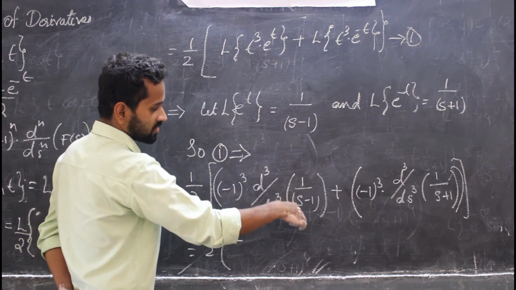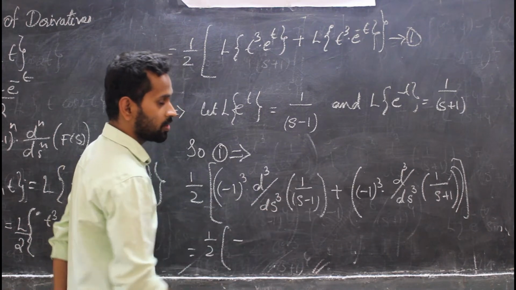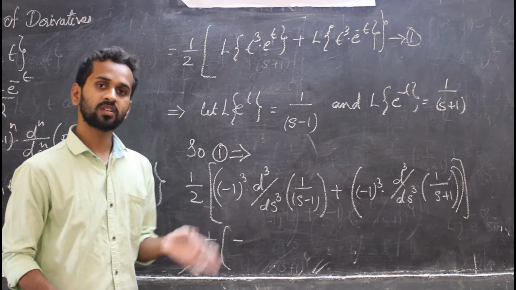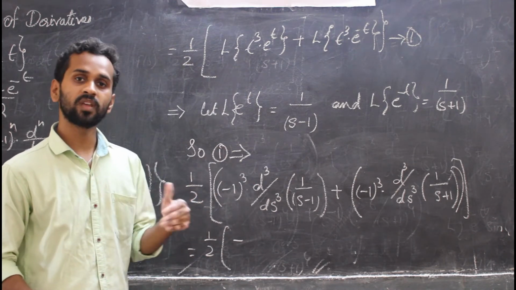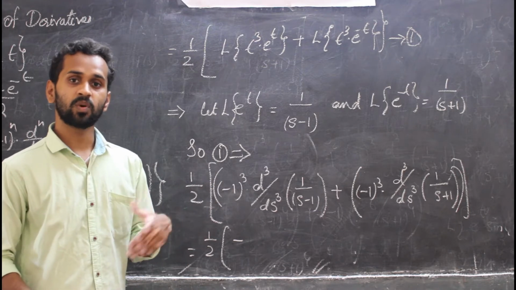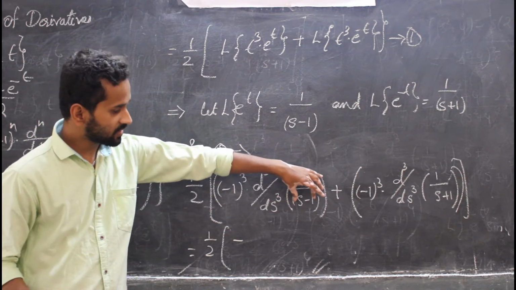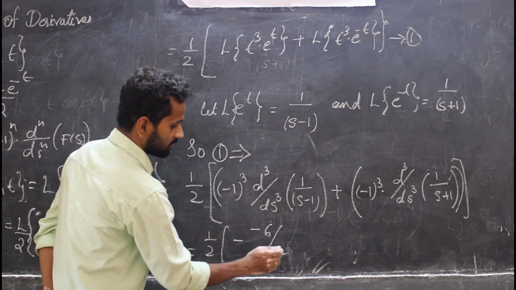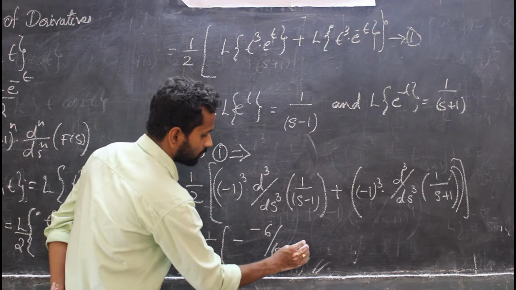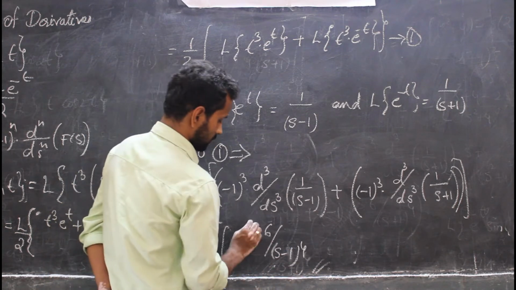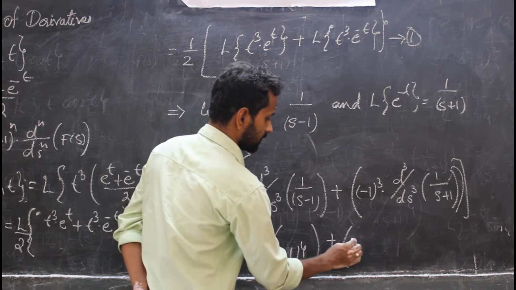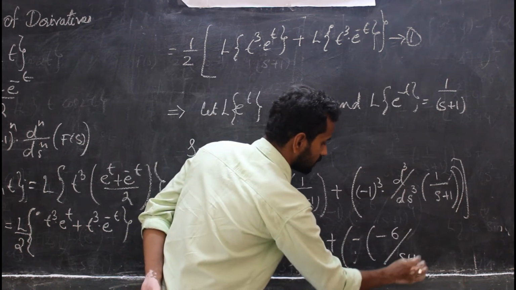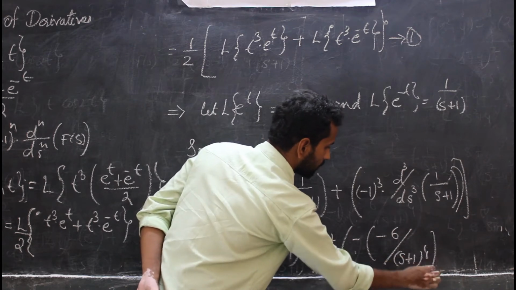Now I am going to differentiate 1 by s minus 1 three times. We know that the differentiation of 1 by x is minus 1 by x squared. Similarly, if I go for differentiation three times, that becomes minus 6 by x to the power of 4. Similarly, I consider this as x. So if that is the case, minus 6 by s minus 1 whole to the power of 4, plus minus into minus of 6 divided by s plus 1 whole to the power of 4.